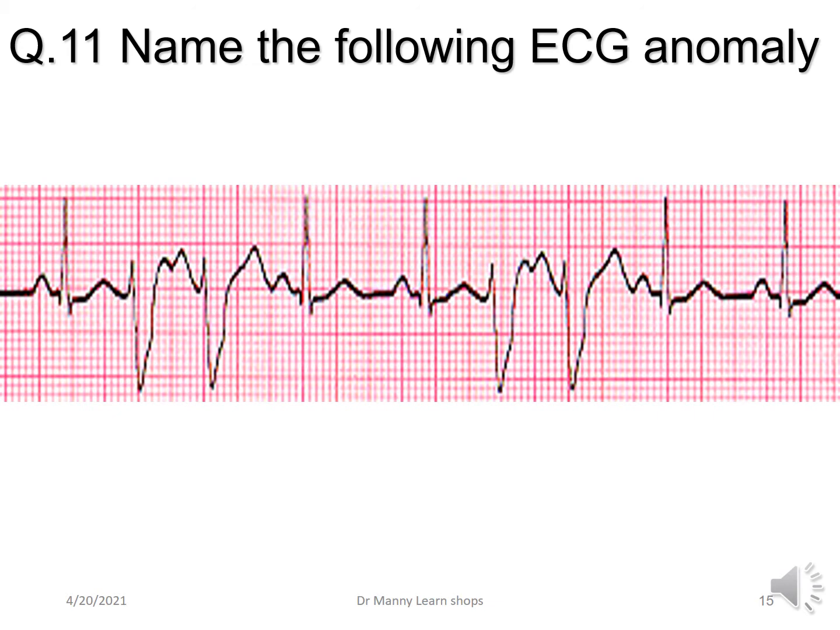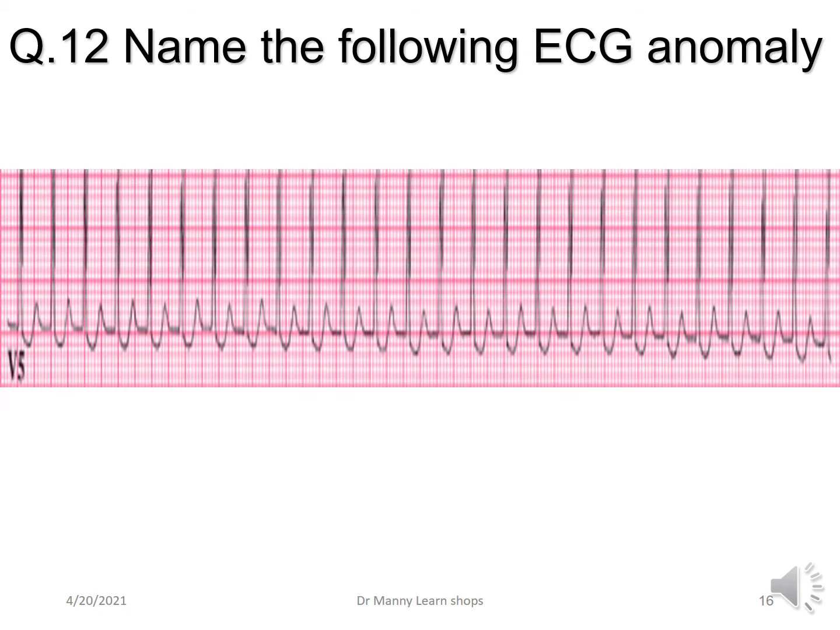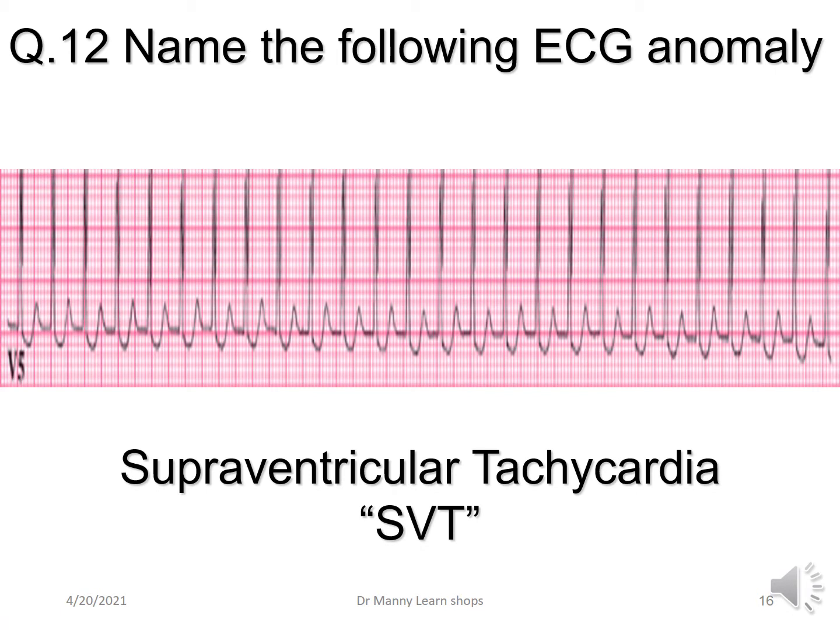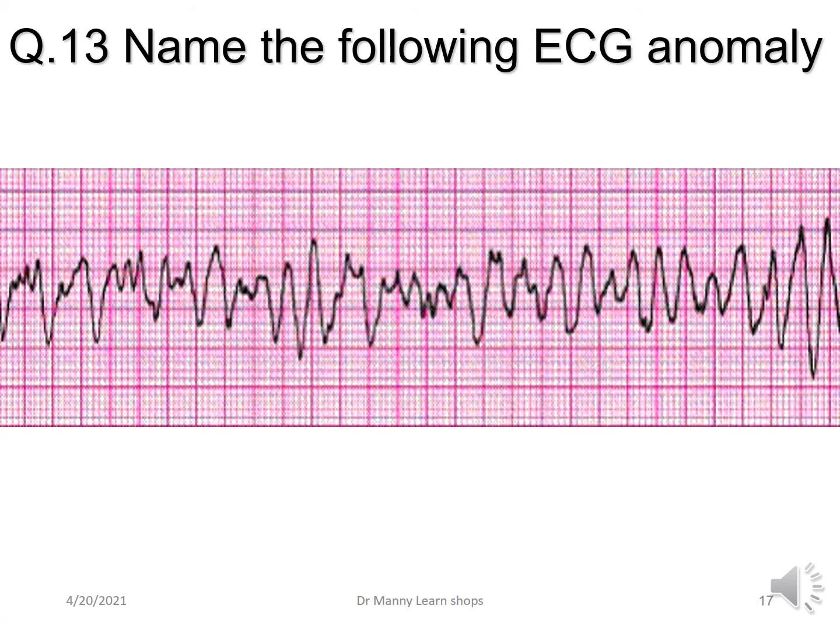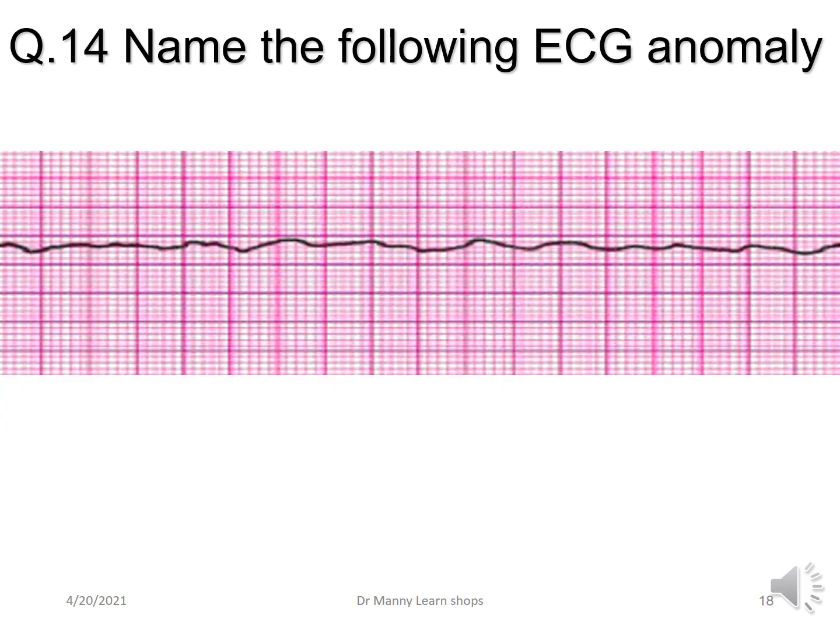Now, what's the problem? Premature ventricular complexes that are considered couplet. This is sinus rhythm with couplet PVCs. What's the anomaly? This is supraventricular tachycardia, SVT. What about this rhythm? This is ventricular fibrillation, which is coarse, not fine.